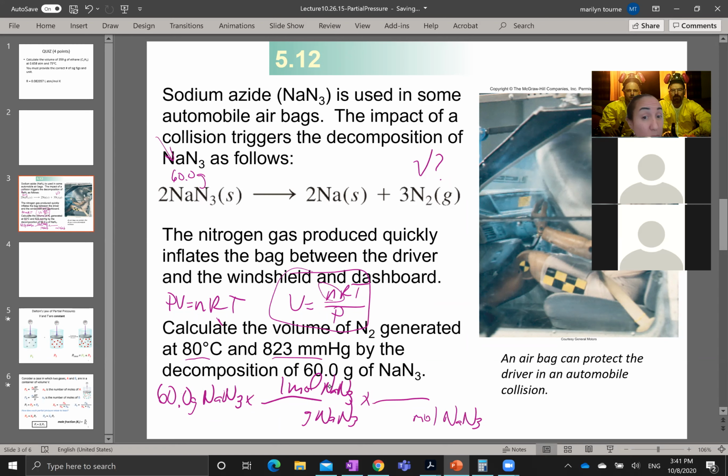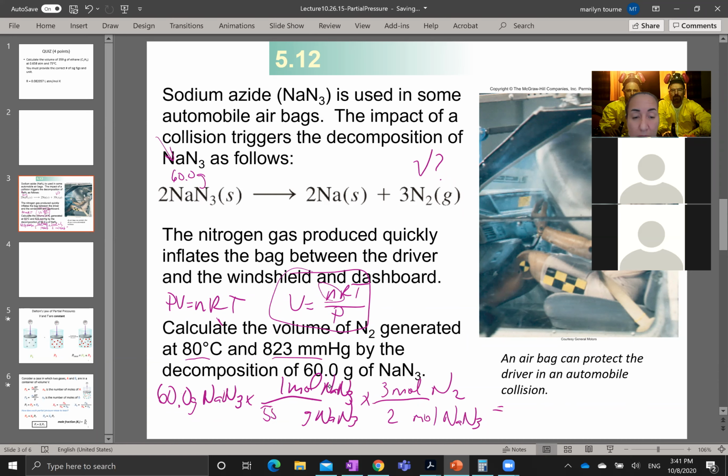So tell me the number. The number is going to be 2. Okay, and then what goes on top? On top is going to be 3 moles of N2. Perfect. Now can somebody tell me what the mass of NaN3 is?